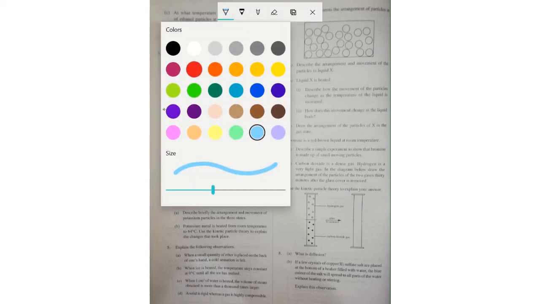Now it will be an interesting question. At what temperature would the arrangement of ethanol particles at minus 100 degrees change into the arrangement at 100 degrees? It means it's asking about the boiling point, because at 100 it is in gaseous state and at minus 100 Celsius it was a liquid. Therefore, at 78 degrees it will convert into gaseous state, which will be the same as at 100 degrees. So your answer would be 78.